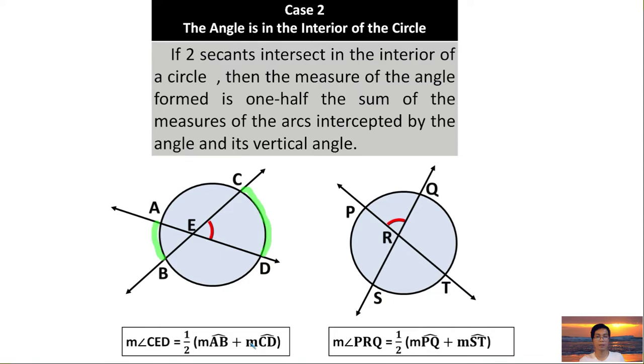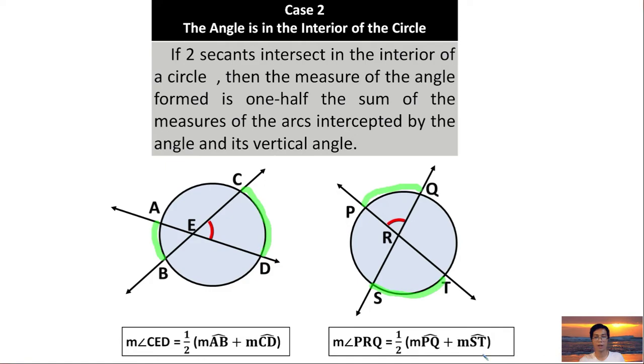Maliwanag? Another example, dito naman, measure of angle PRQ, ito si angle PRQ, is equal to 1/2 times the quantity, yung measure nung kanyang intercepted arc plus yung measure nung intercepted arc nung vertical angle niya. So, ito yung vertical angle. Ang intercepted arc niya is arc ST. So, the measure of angle PRQ equals 1/2 the measure of arc PQ plus the measure of arc ST.